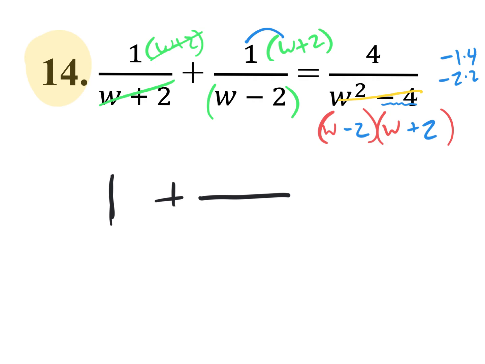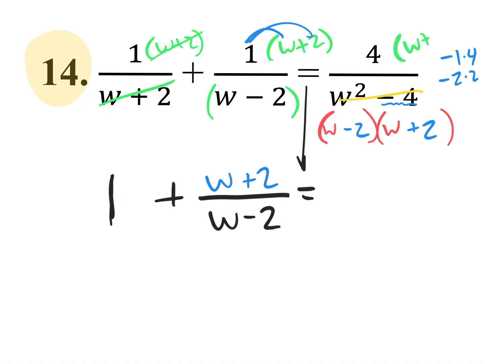1 times w is 1w, or just w. 1 times 2 is 2. So you have a w plus 2, and it's still over w minus 2. The equal sign comes down. Now, when you multiply on the right side by the w plus 2, because it's in factored form, the w plus 2 and the w plus 2 could cancel out. So that's why we factor anything possible before anything else, because it makes it a lot easier. Now, we still have a fraction, but at least it's not a binomial times a binomial in the denominator anymore. It's simply 4 over w minus 2.